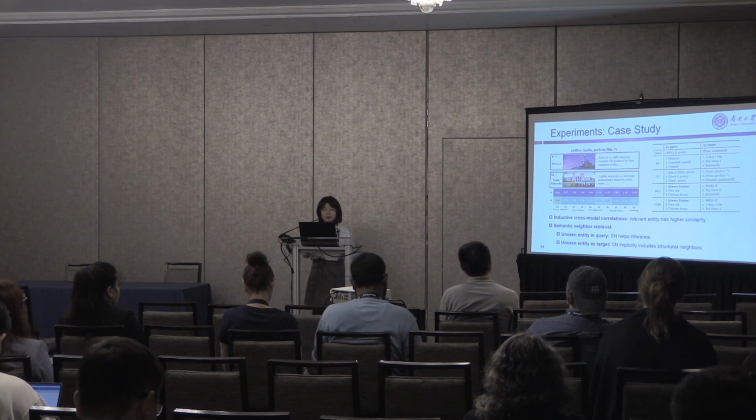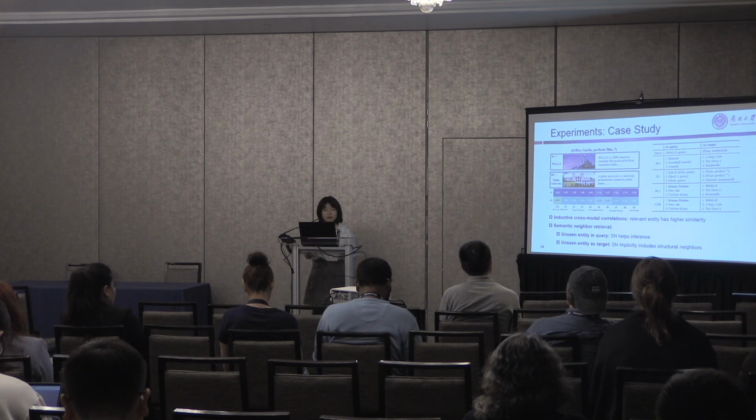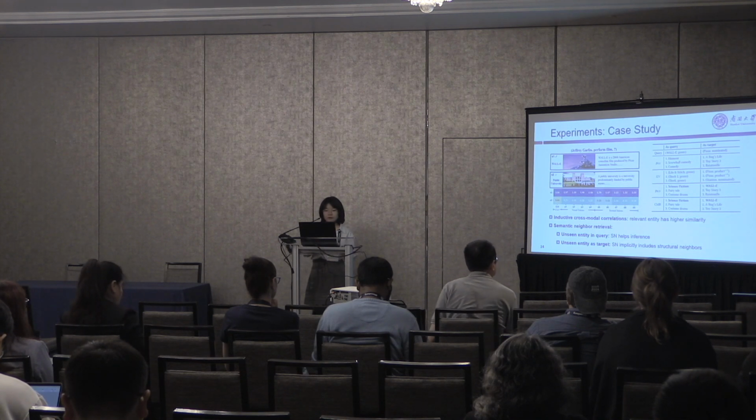For the case on the left, the unseen entity Wally has a higher token similarity with the query, while the irrelevant entity has a lower similarity. It indicates that CMR can capture the inductive cross-modal correlations to find the relevant entities. For the case on the right, we study the unseen entities in the semantic neighbor retrieval. When the unseen entity is in the query, it means we need to find its related entity. The semantic neighbor retrieval will find the similar queries and indicate the true answers.